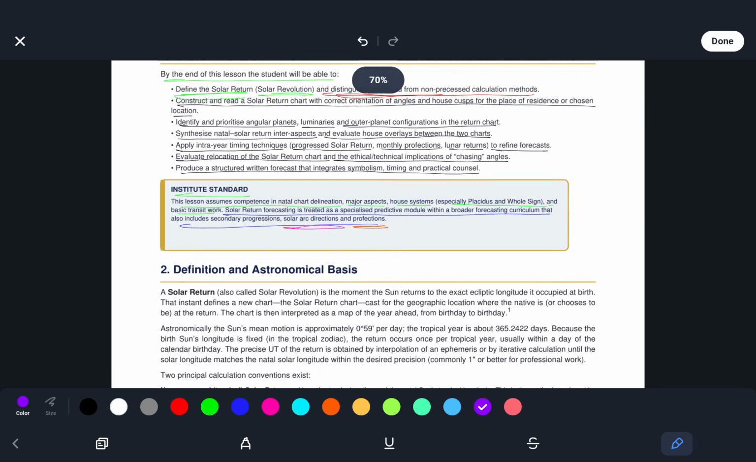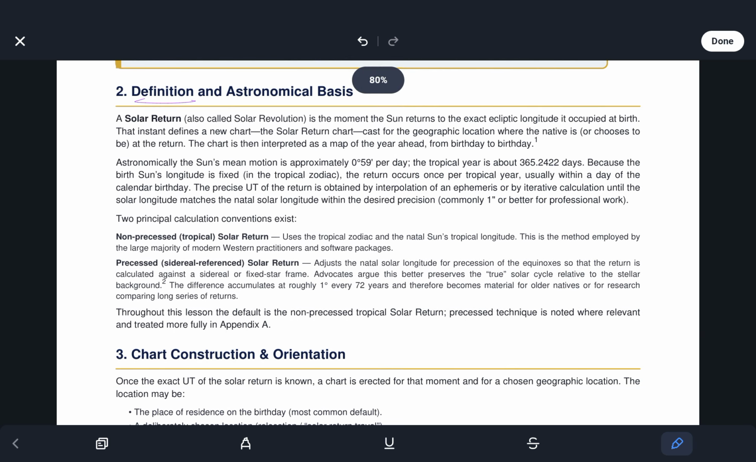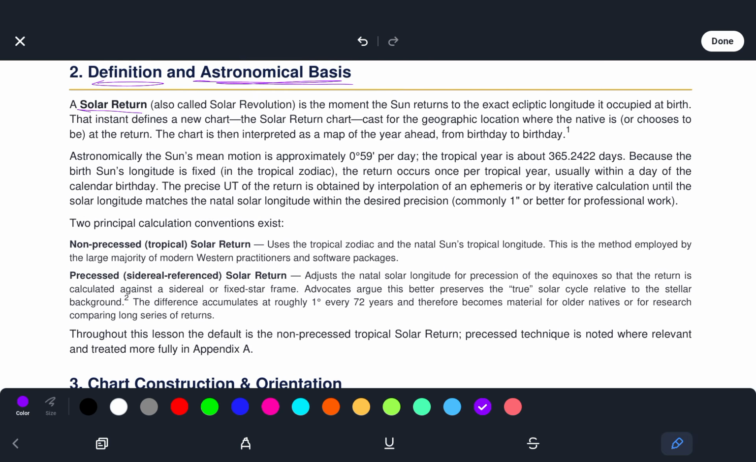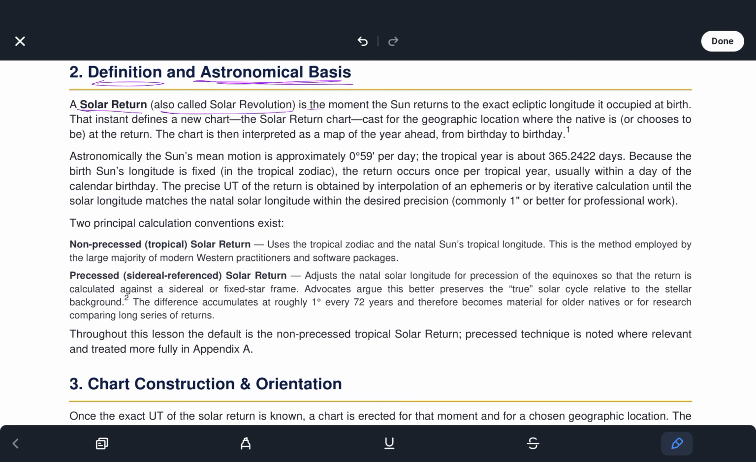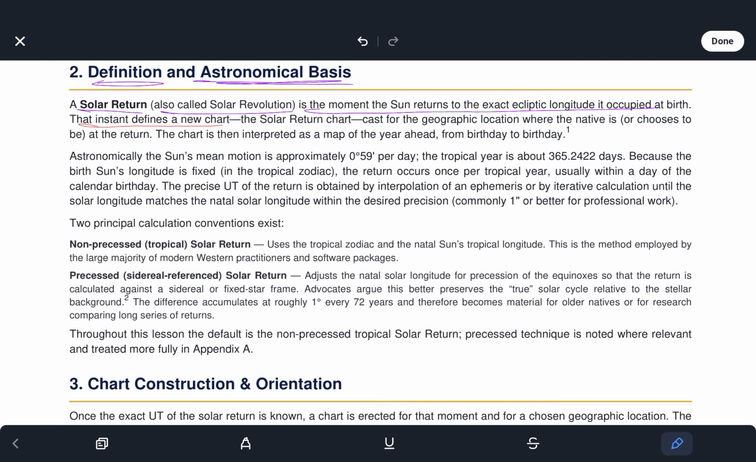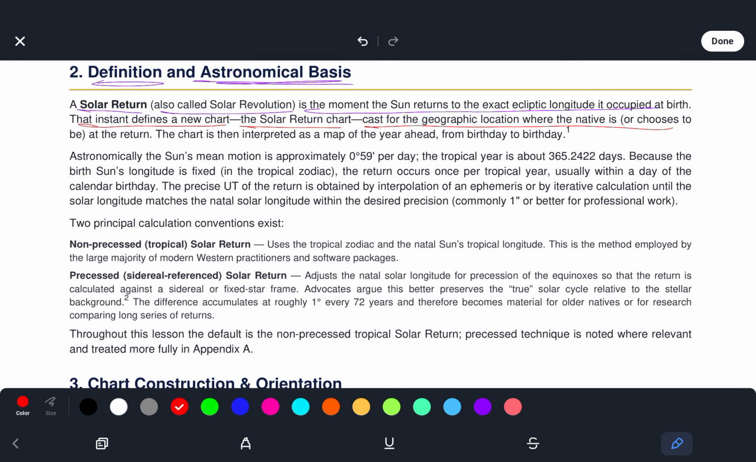Alright, so definition and astronomical basis. So solar return, also called solar revolution, is the moment the sun returns to the exact ecliptic longitude it occupied at birth. That instant defines a new chart, the solar return chart, cast for the geographic location where the native is or chooses to be at the return. The chart is then interpreted as a map of the year ahead from birthday to birthday.